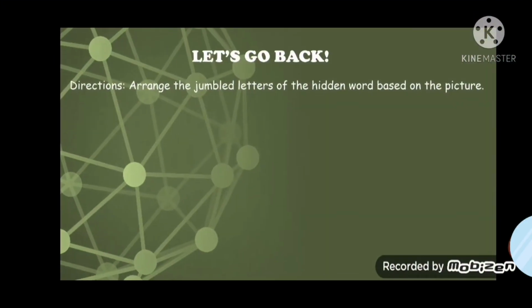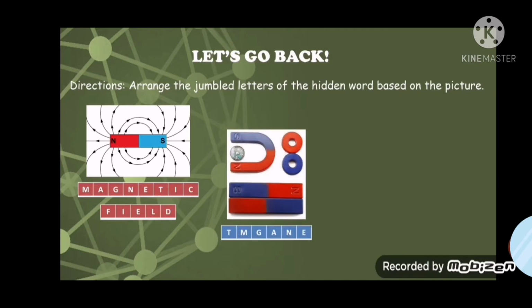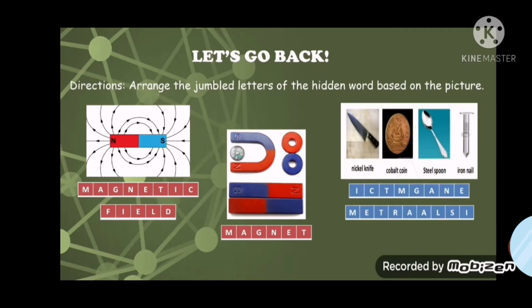Let's have first a short review of our last discussion. Arrange the jumbled letters of the hidden word based on the picture. Very good. Magnetic field. Next picture. Correct. The answer is magnet. And the last picture is, very good. Magnetic materials.